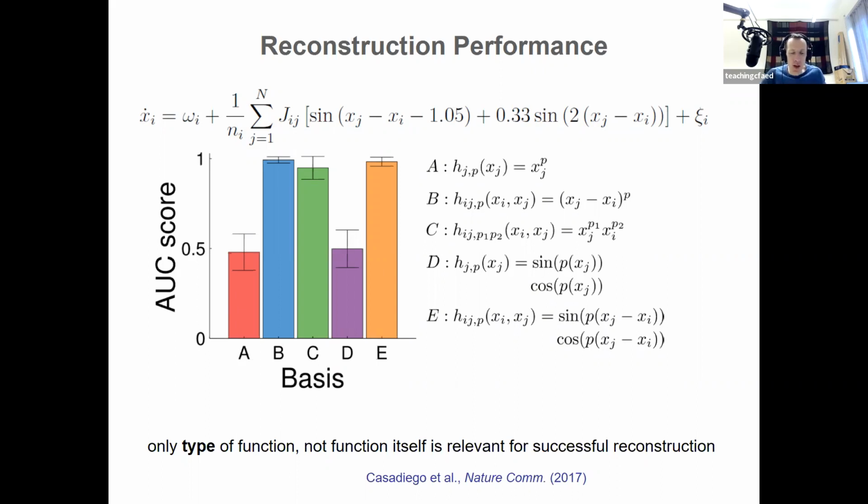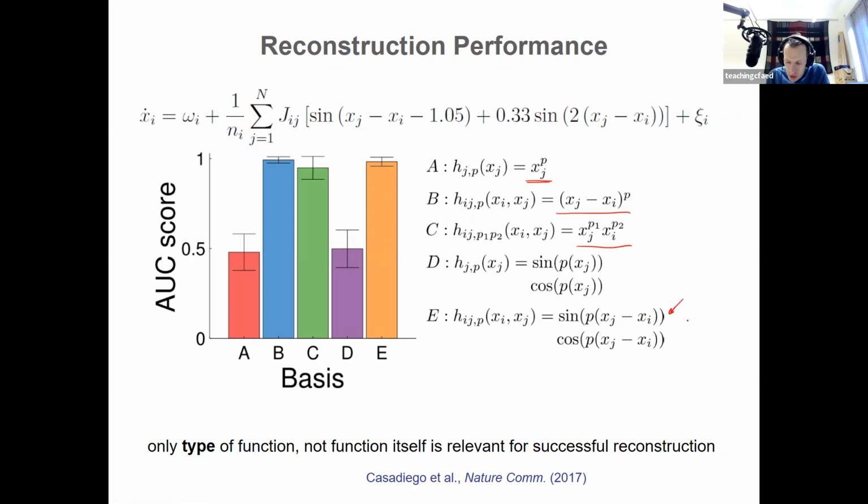Now you evaluate your scheme as a function of basis function. There are 5 different ones shown here. This is powers of xj. This is powers of differences of xj and xi. This is products of differences. This is a sine and cosine of multiples of xj. And this is sine and cosine of multiples of differences of xj. What you see in the original one is that you have something like that. You have something like E, okay?